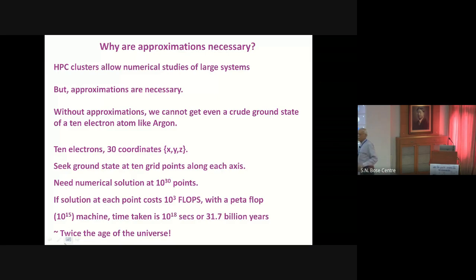For the first one, I just want to give you a very, very brief introduction. Some people tell you almost anything can be done numerically. You have such powerful computers, why do you need approximations at all? I just want to tell you, without approximations, how impossible it is to do many things.